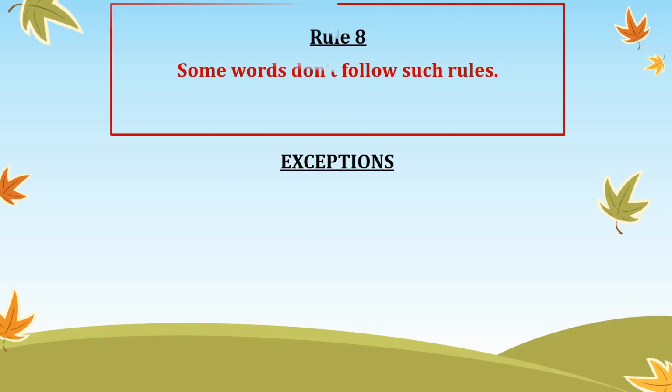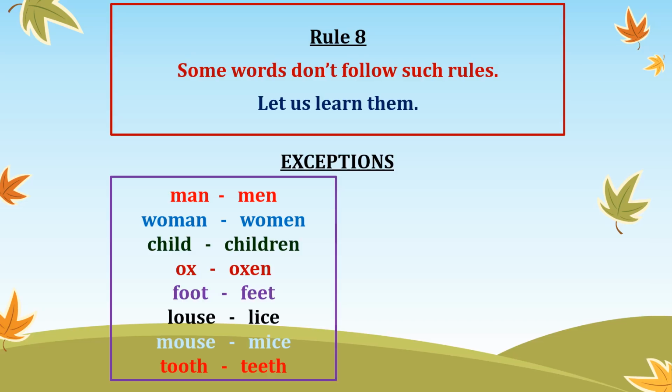Rule number 8. Some words do not follow such rules. Everywhere there are certain people who don't listen to anyone. They are the naughty ones. They don't follow any rules. Such words are called exceptions. So let us quickly learn them now. Have a look at the words given here.